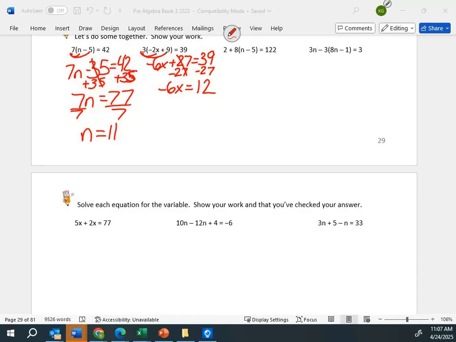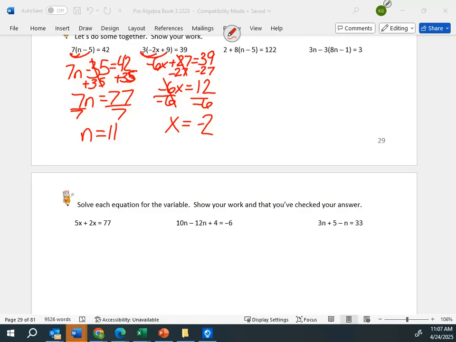What's my next step, Robbie? Divide both sides by negative 6. Negative 6 divided by negative 6 gets me a positive 1. What is 12 divided by negative 6, Robbie? Negative 2. Next one.